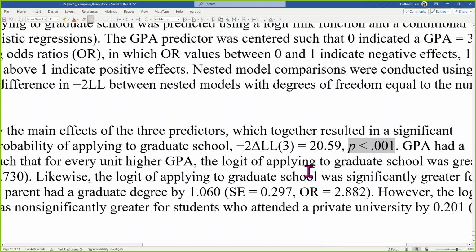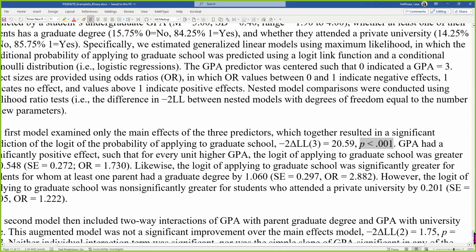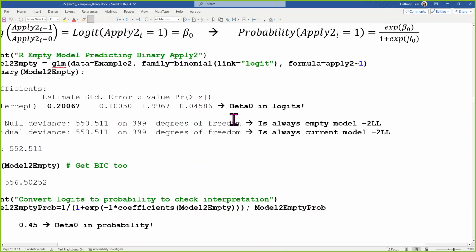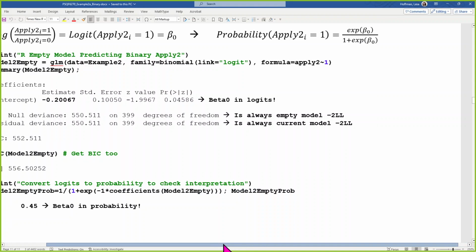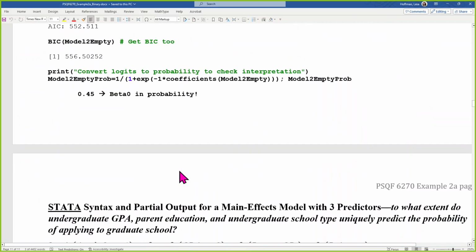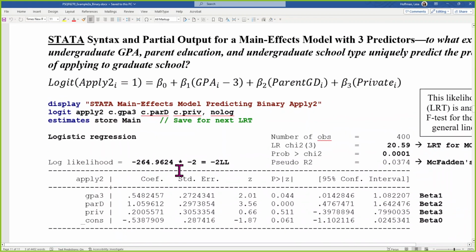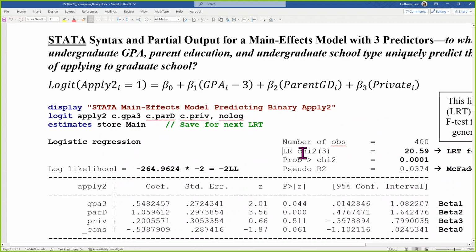So let me zoom back out here and show you where those things are, because they show up differently across packages, of course. In Stata, that is given for you right here. It's always relative to the empty model, though. It doesn't do comparisons across alternative versions of your model. And the p-value is right here.